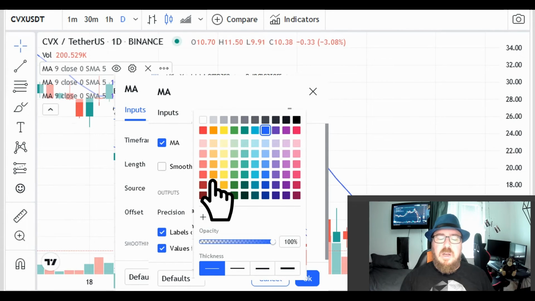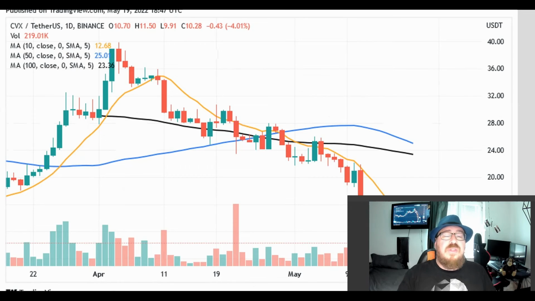Once you've chosen that, you can just push on the OK, and it should come up straight away, and then just do the other 2. So here, this is my finalized version. I have my 3 moving averages. I have a 10, I decided to go with a 50, and a 100.